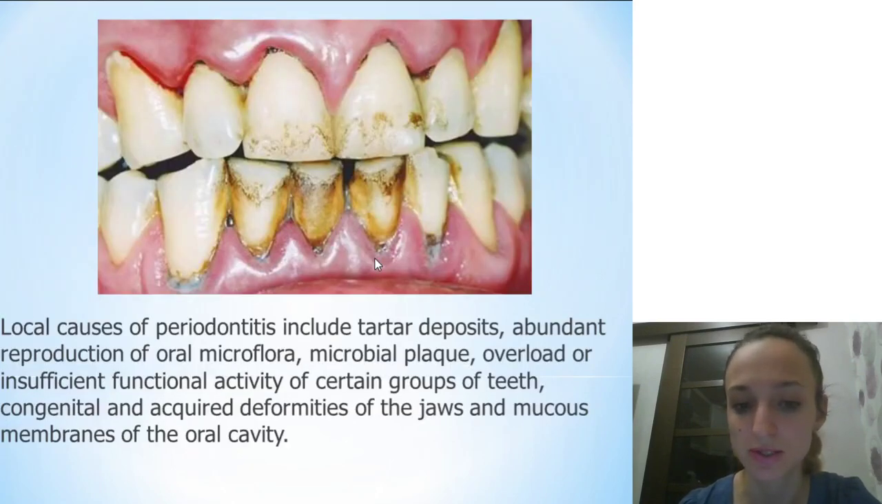Local causes of periodontitis include tartar deposits, abundant reproduction of the oral microflora, microbial plaque, overload or insufficient functional activity of certain groups of teeth, congenital deformities of the jaws, and of the mucous membranes of the oral cavity.